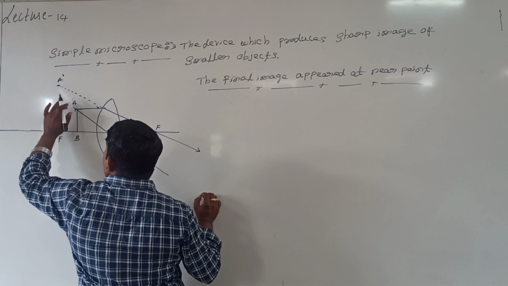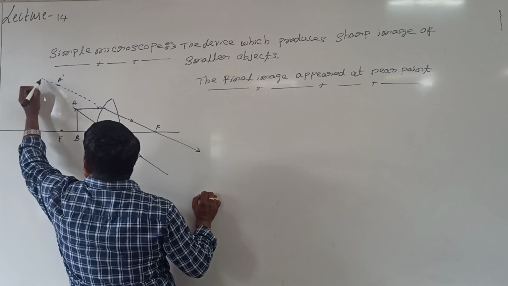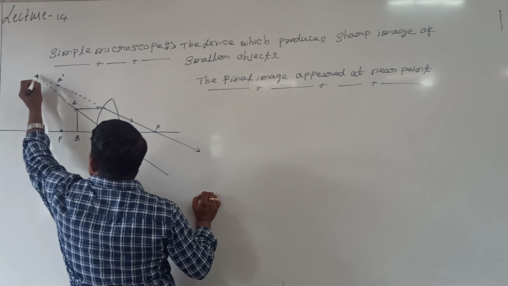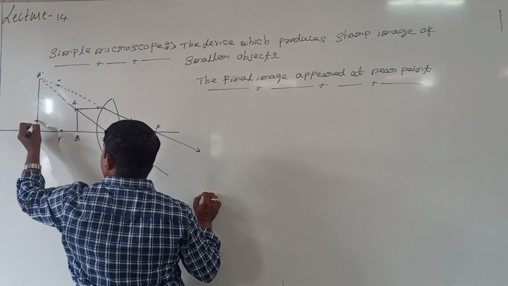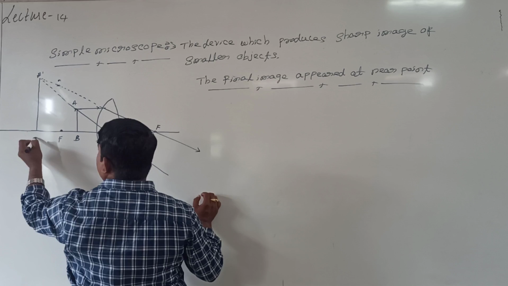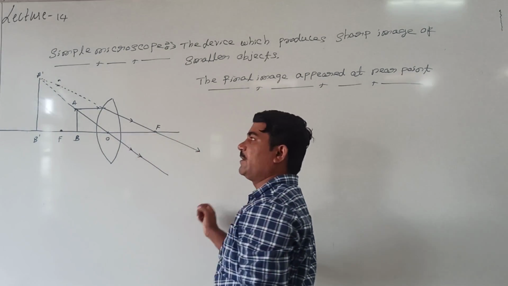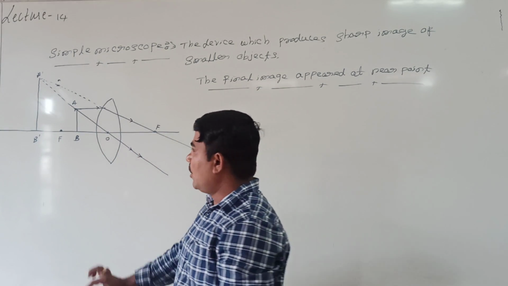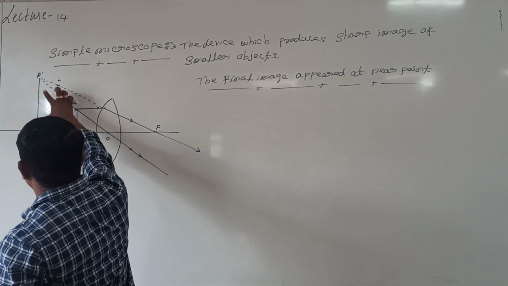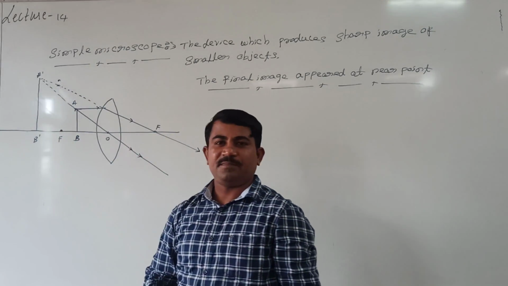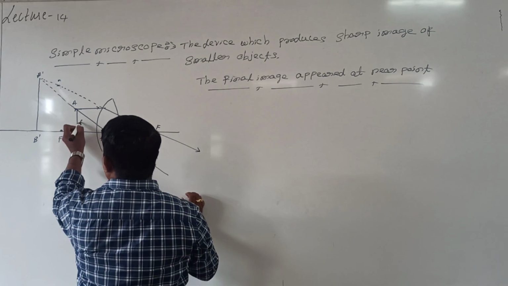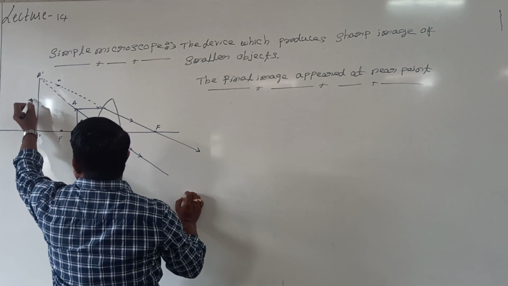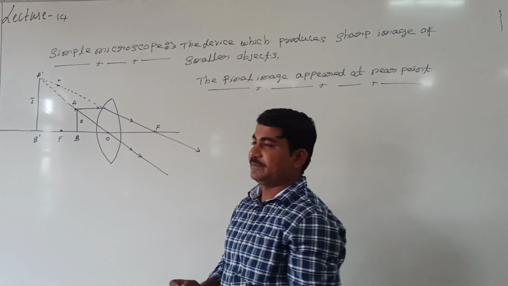Look at me, how to join this? If I take it like this, where the image appears at A dash, then if we join this, it indicates A dash B dash. What does this A dash B dash represent? A sharp image. I mean, the object is very small, the image appears very big. This is nothing but the size of the object O, and this is the size of the image I.